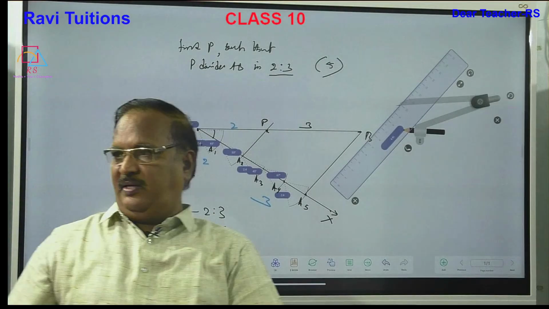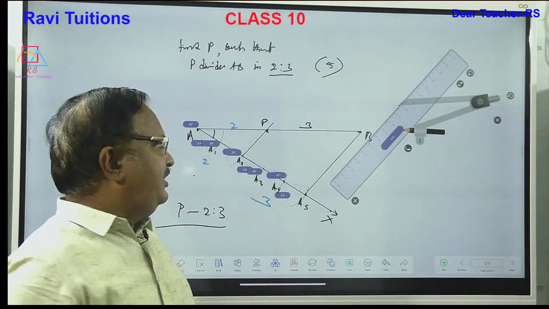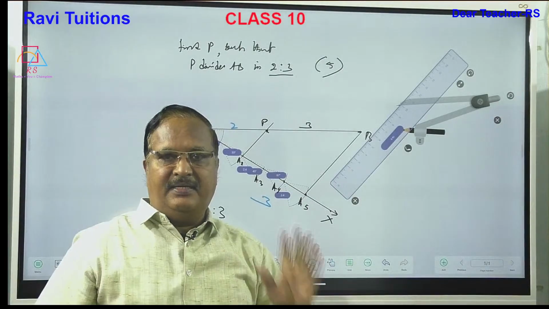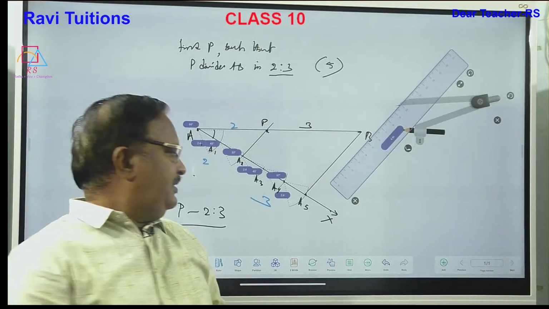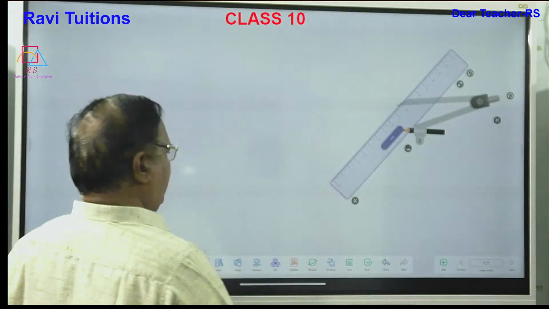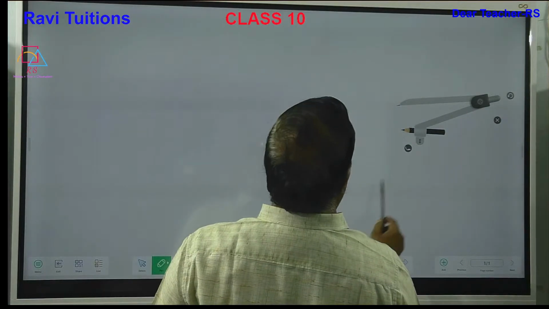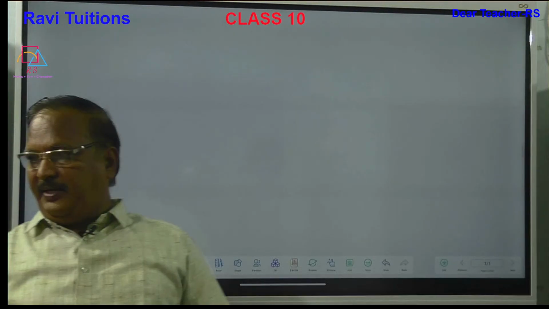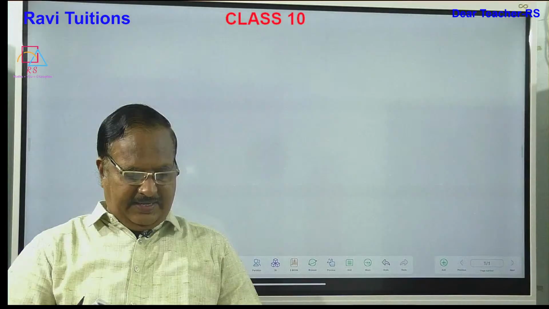Now this construction part is over. The same question is there, where P divides externally also. That means P lies outside. That you can also do by using the textbook method. So let me go to another question. I will just go to the exercise. You can open your exercise.